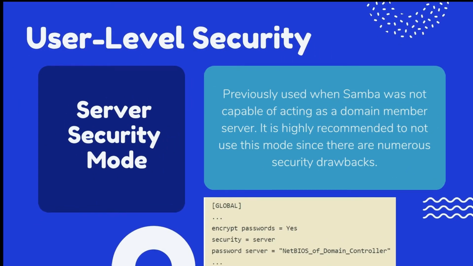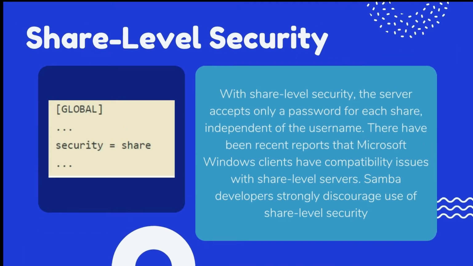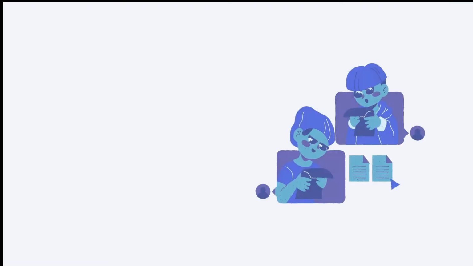Server security mode. Previously used when Samba was not capable of acting as a domain member server. It is highly recommended to not use this mode since there are numerous security drawbacks. With share level security, the server accepts only a password for each share, independent of the username. There have been recent reports that Microsoft Windows clients have compatibility issues with share level servers. Samba developers strongly discourage the use of share level security.